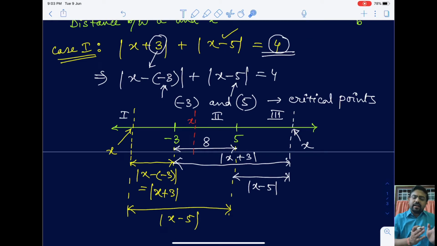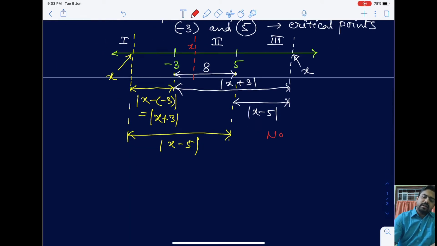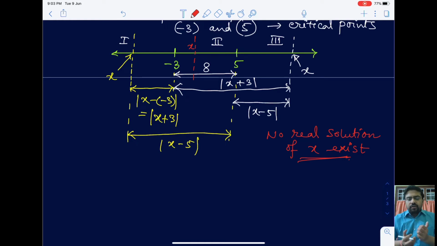So we can see that in none of these three regions is the value of x going to satisfy the given equation. So we can say that in case number 1 there is no real solution. No real solution of x exists for the first case. So if we apply the graphical method, then we can find the number of roots very easily and very quickly.